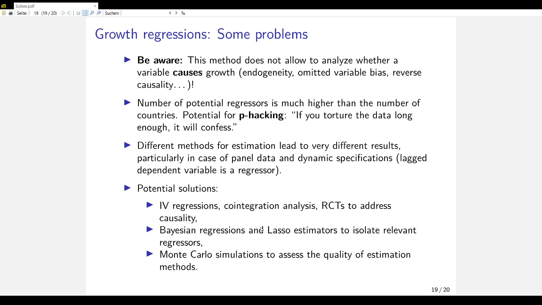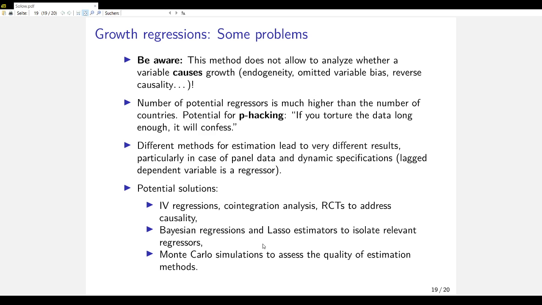And of course, lately, particularly in development economics, randomized controlled trials, which are of course typically rather difficult to apply, cannot be applied at all in macroeconomic contexts. So it's typically rather from a microeconomic perspective that they have value. Then to address the issue of p-hacking, Bayesian regressions and lasso estimators have been proposed, where you actually let an algorithm decide which variables to include as control variables on the right-hand side. And of course, they have also led to important insights.